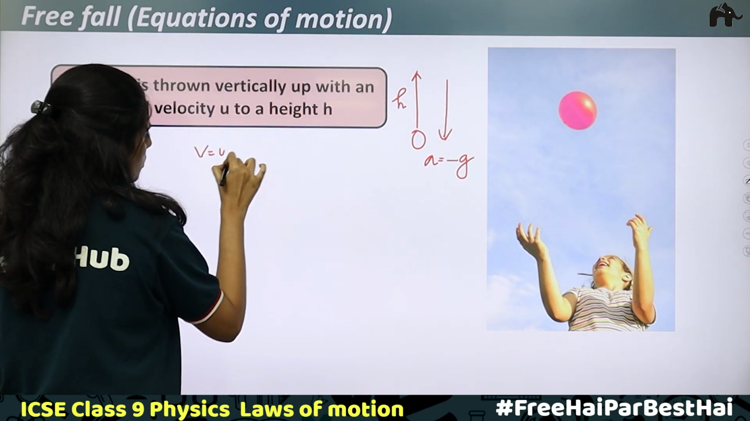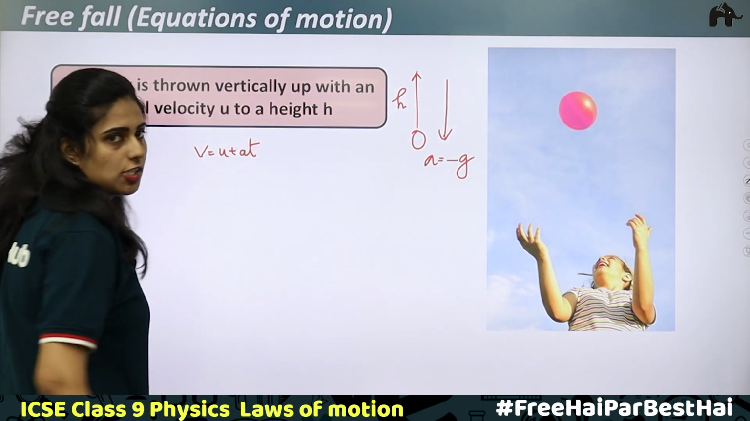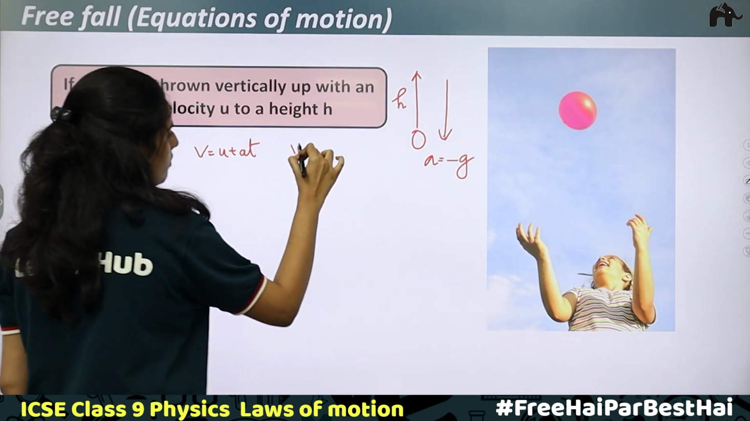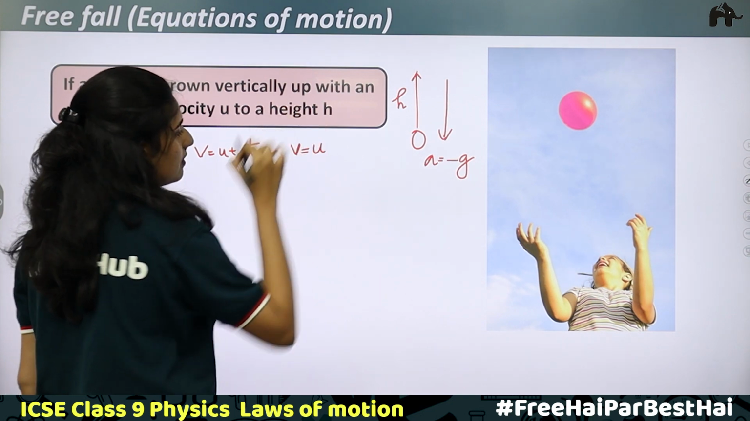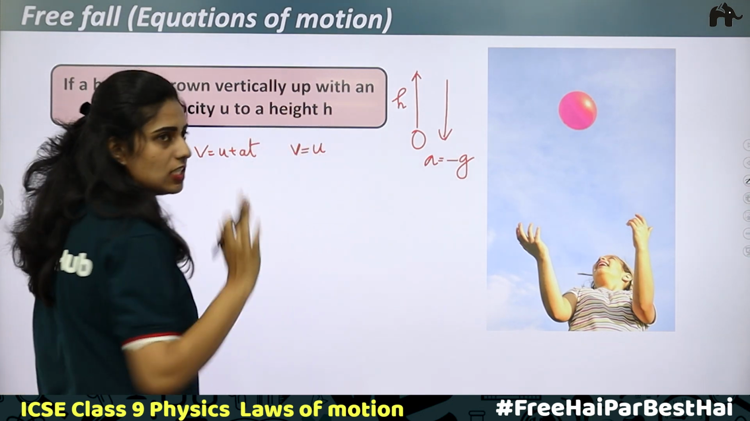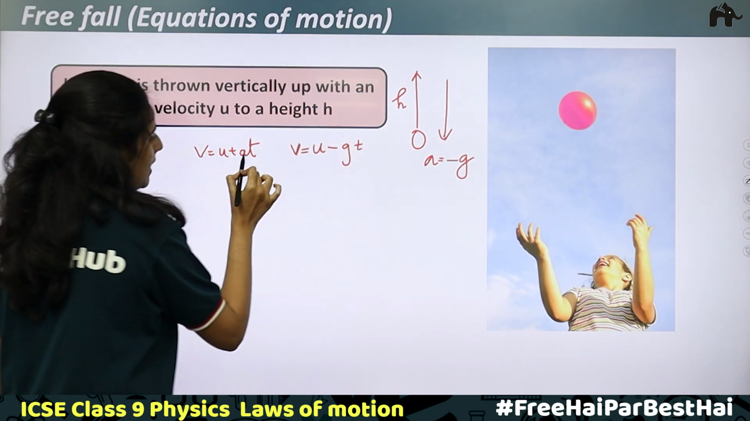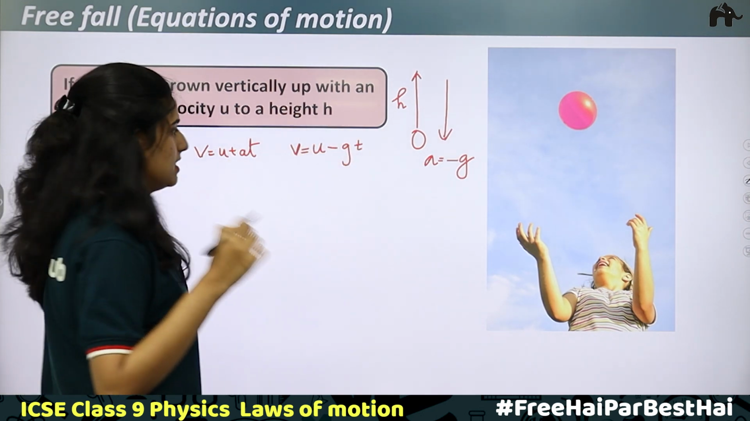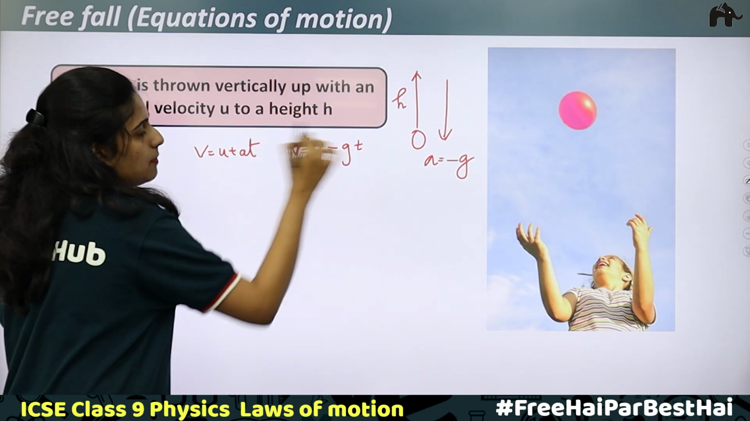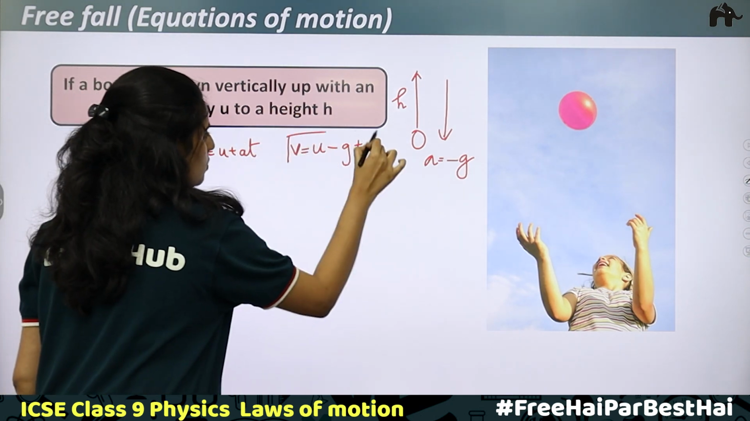Okay. Then what are the equations of motion? V is equal to u plus at changes into V is equal to u minus gt, because we are applying a force, therefore there is an initial velocity u. In place of A, we will be giving minus g. Plus minus g becomes minus g. Okay. So, this is the first equation.